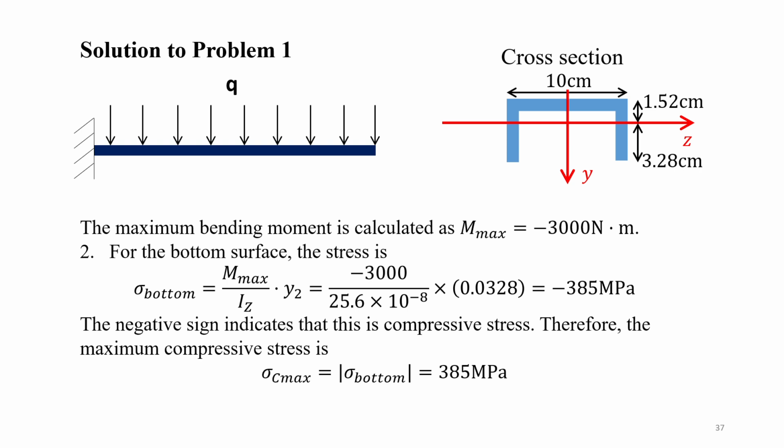For the bottom surface, this is similar. Again, the maximum bending moment is minus 3000 Newton meter. For the bottom surface, we can calculate the stress by M over I times y, which is minus 385 megapascal. Here, the negative sign indicates that this is a compressive stress, and therefore the maximum compressive stress is 385 megapascal.